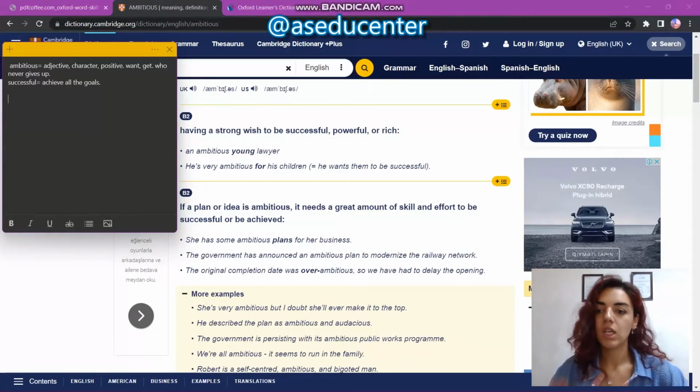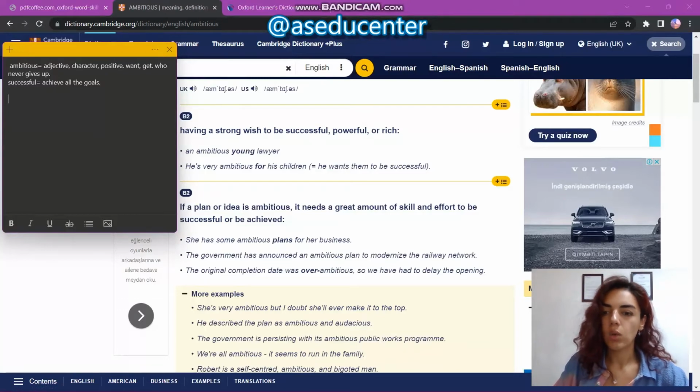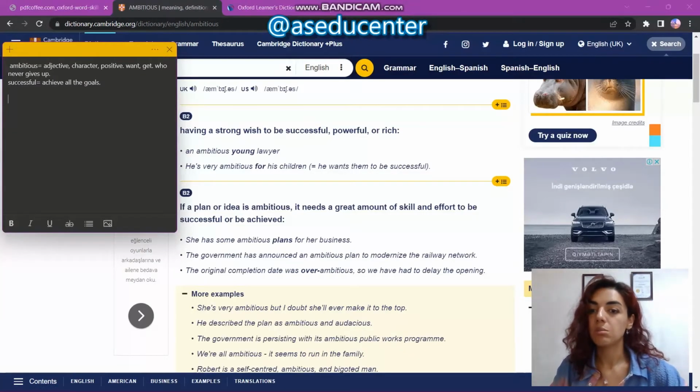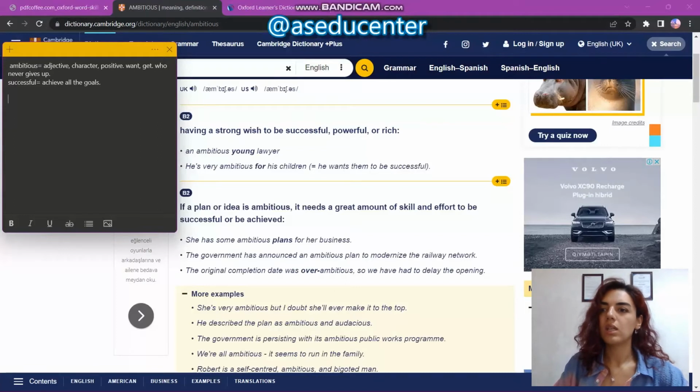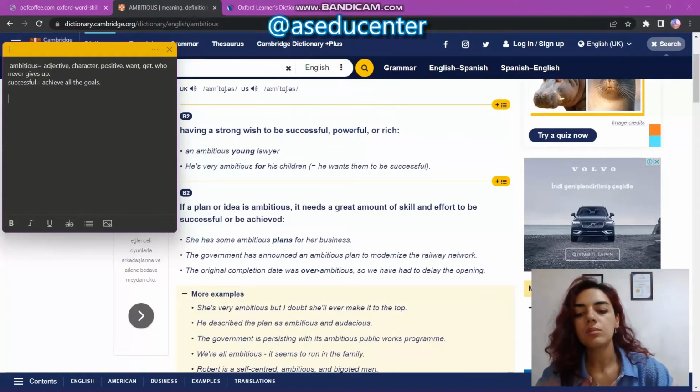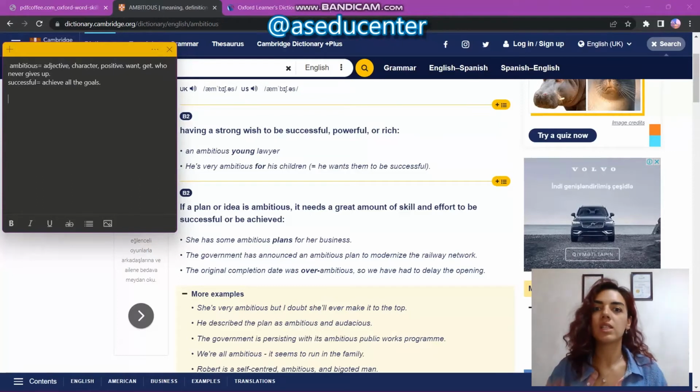This is the best way. For example, it says she has some ambitious plans for her business. Or he's very ambitious for his children. Okay, let's say I can also remember a person who is ambitious. When you associate, it's gonna be much easier for you, and you can remember it for longer time.